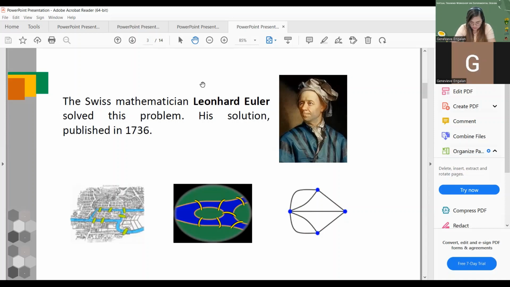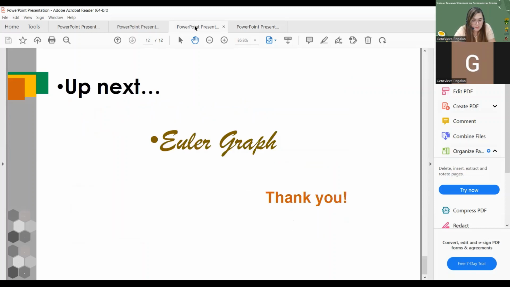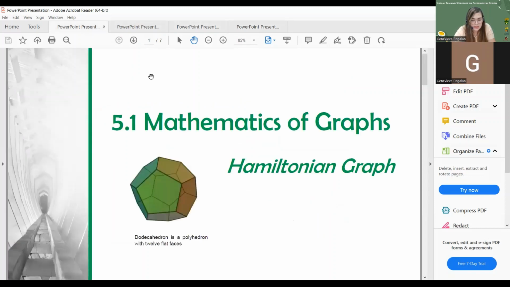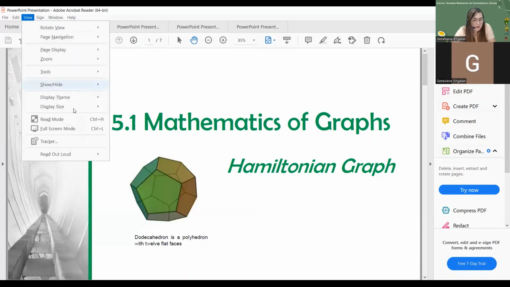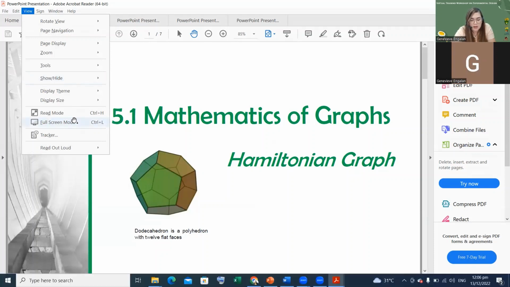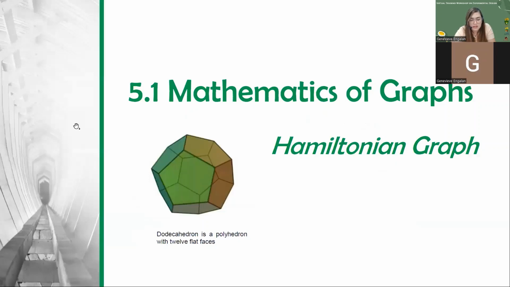Okay, let's go to the Hamiltonian circuit. Again, remember that an Euler path passes through all edges exactly once. An Euler circuit passes through all edges exactly once, and we start and end at the same vertex. A graph is Eulerian if it contains an Euler circuit.